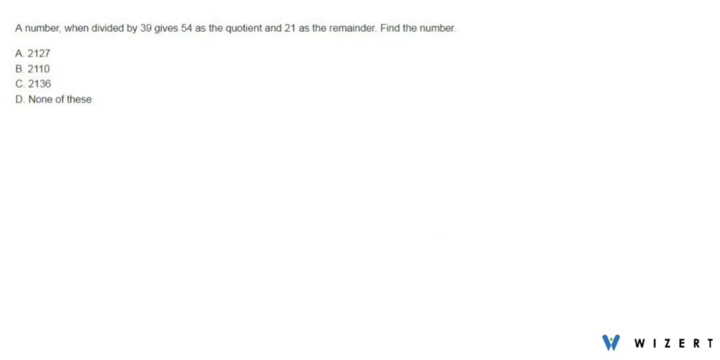A number when divided by 39 gives 54 as the quotient and 21 as the remainder. So we have to find that number.